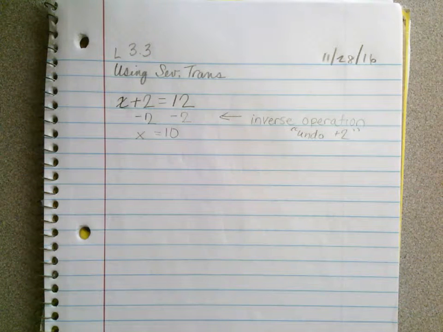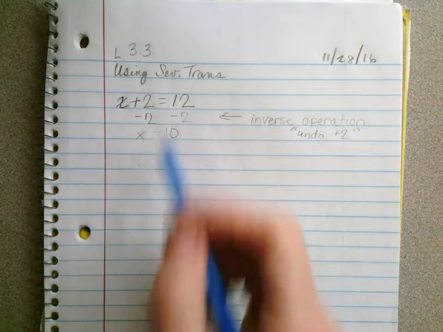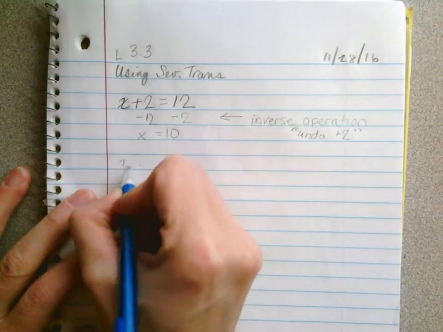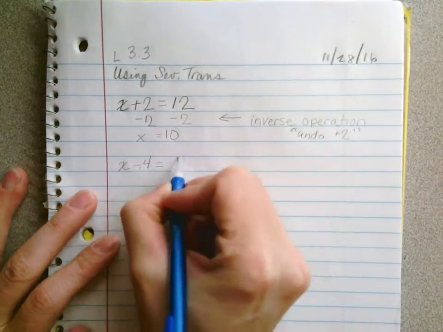That's where we're going to launch off today using several transformations. Starting with the subtraction of 2, obviously, to get rid of that. Simple, easy, yes. X minus 4 is 6, okay.